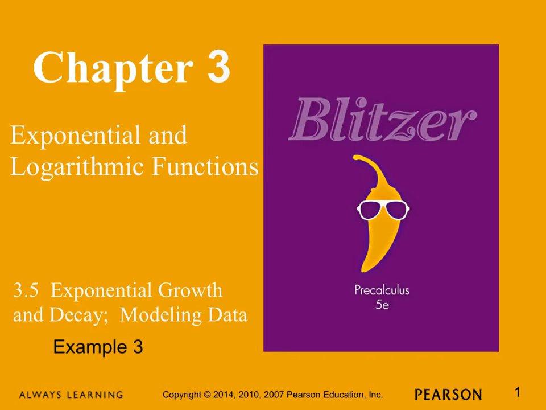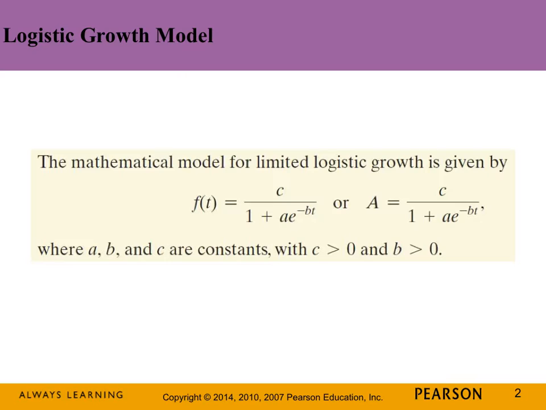Section 3.5, Example 3. This is the logistic growth model. It's given by either f of t or a equals c over the quantity 1 plus a times e raised to the negative bt power, where a, b, and c are constants. C has to be greater than 0 and b has to be greater than 0.